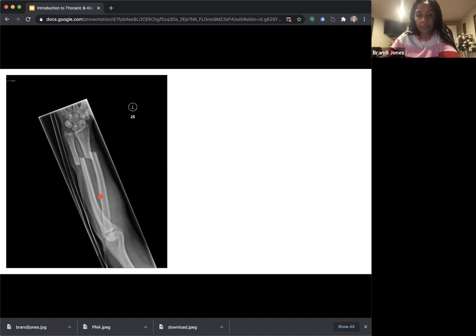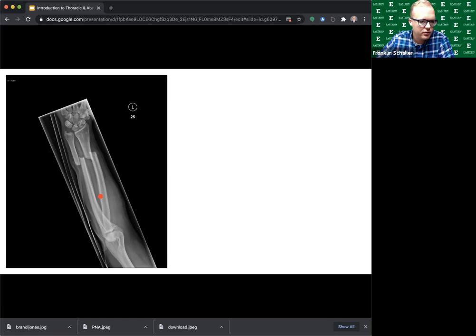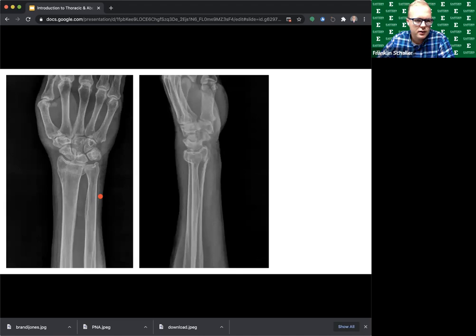Thank you. Yeah, you're welcome. So I tried to compile a lot of different fractures for you guys so that we could at least begin the discussion, so that you could see what this looks like on radiology. All right, we're on slide 94 of 106. We're coming down the home stretch, guys.